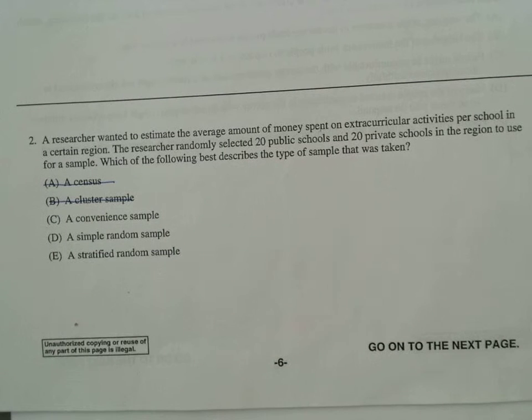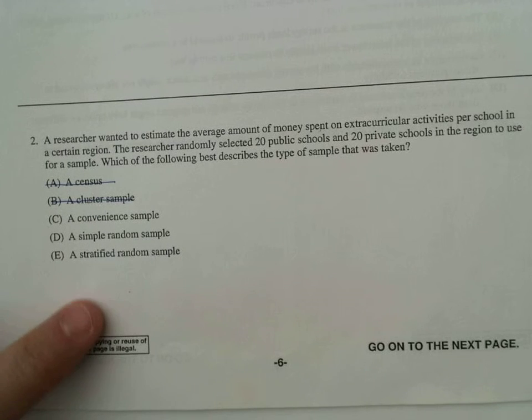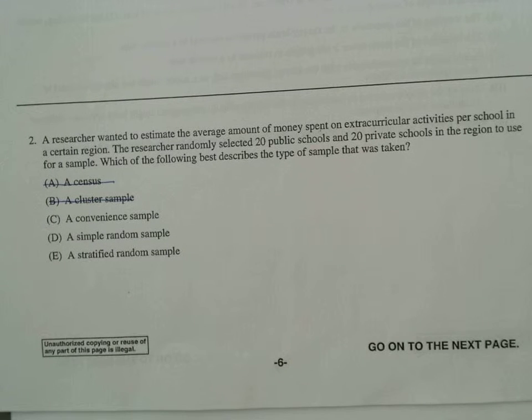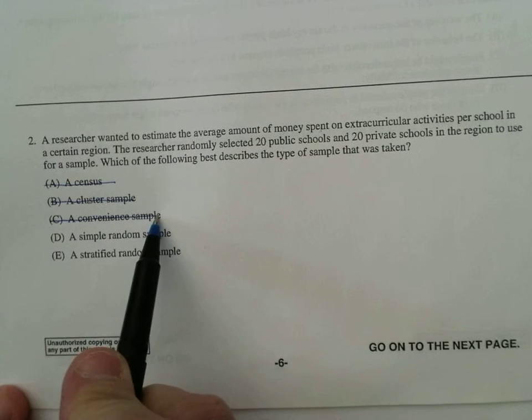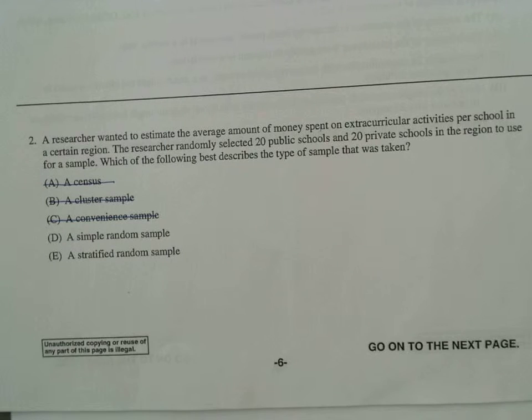A convenient sample is something that's bad, something we don't want. It's just taking a sample that would be easy, like me sampling my class when I should be taking a random sample of the whole school. So that's no good. A simple random sample is a sample selected in a way that every sample of the same size has the same opportunity to be selected.